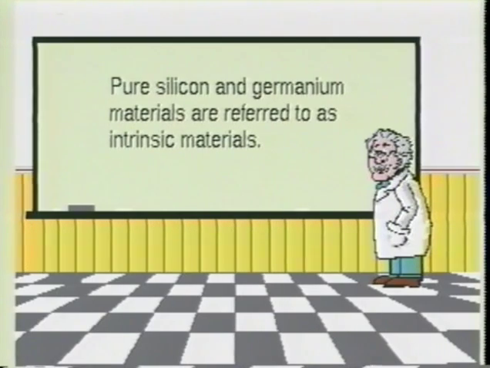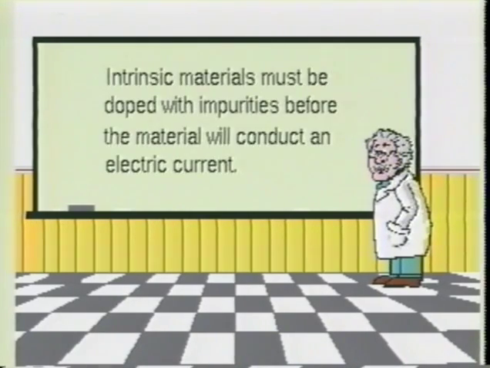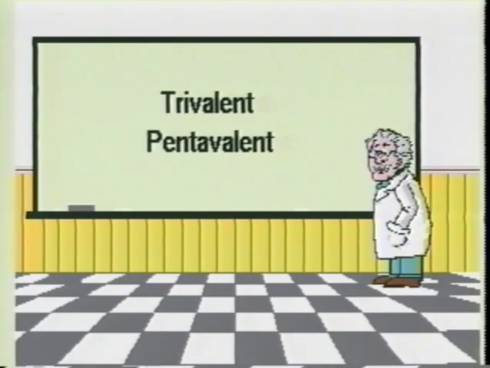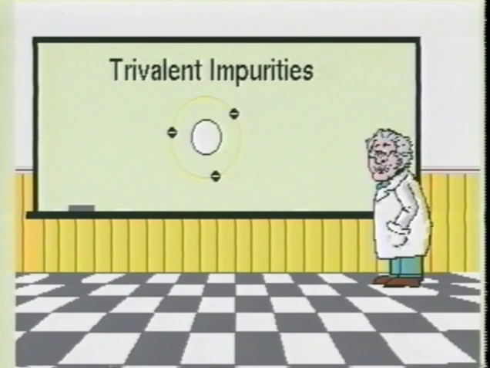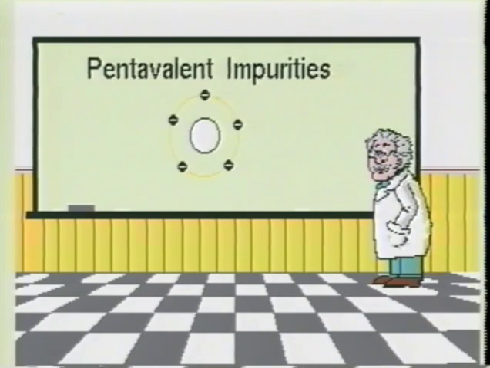Pure silicon and germanium are referred to as intrinsic materials. Intrinsic materials must be doped with impurities to allow the material to conduct an electric current. The two basic types of impurities used for doping are trivalent and pentavalent. Trivalent impurities contain 3 electrons in their valence shell. Pentavalent impurities contain 5 electrons in their valence shell.